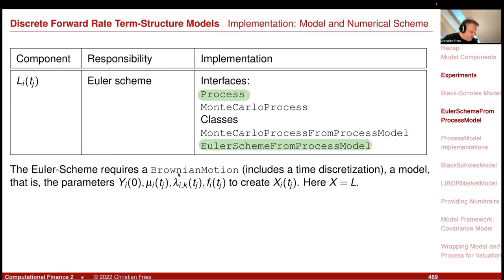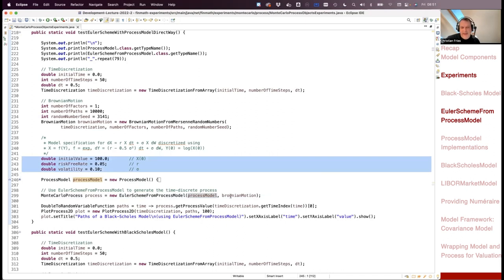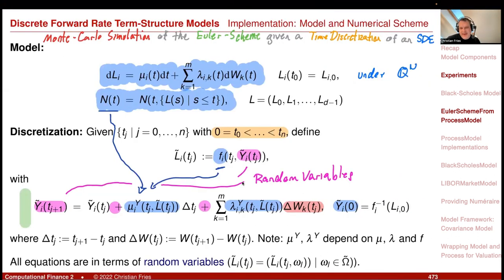So the specification of the parameters that should be used for this Euler scheme are here, my process model. So I need some process model as an input. This is just the specification of these parameters and a little bit more, and my Brownian motion. So my Euler scheme has as input the two parts: the blue part, the specification of my model, and the red part, the Brownian driver, the stochastic increment.